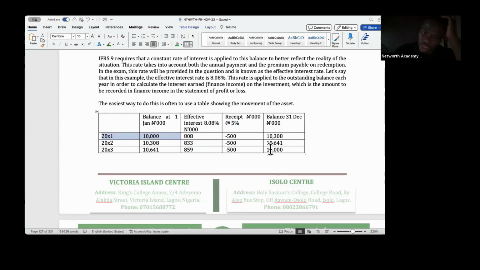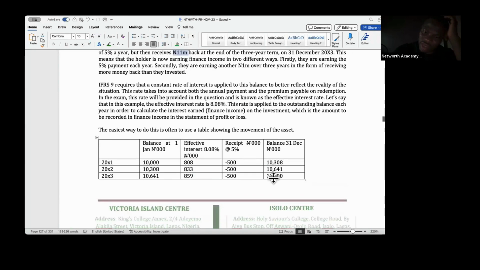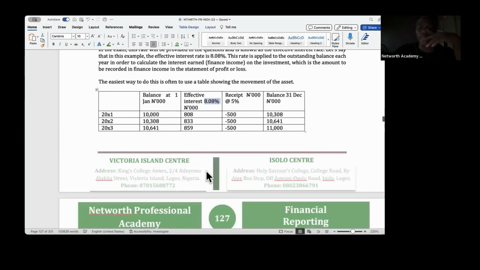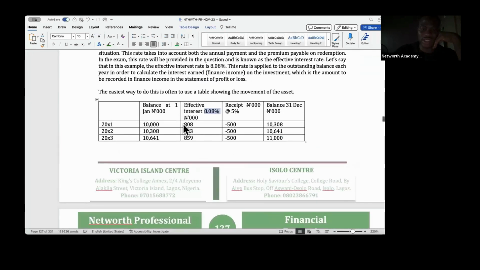By the time you do your maths, you get 11,000. You will see that it has to give you that 11,000, the maturity amount that you are expected to get back. It will give you, because this effective interest rate has helped us to spread it. And if you carefully add these three together, this 828 plus 833 plus 859, can you add it and let me know what you got?